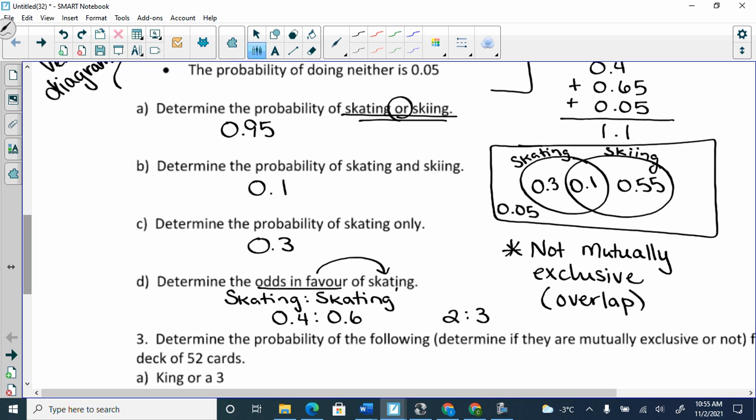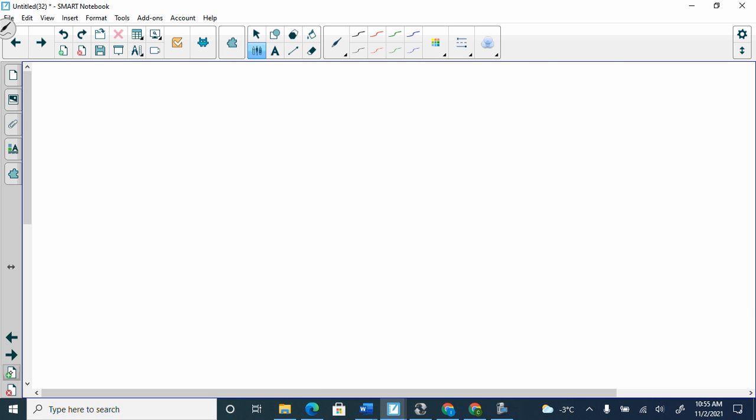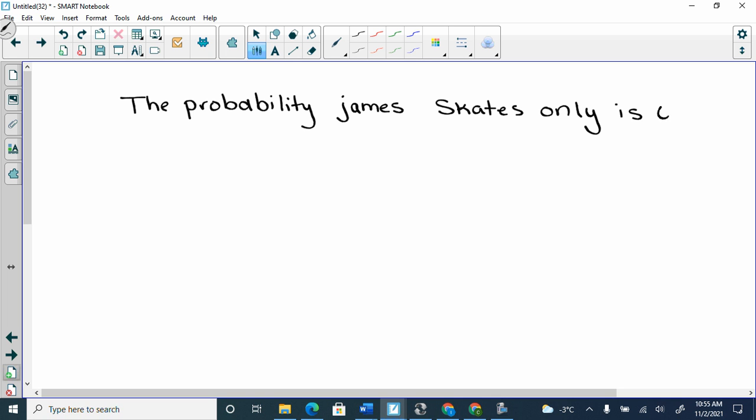Going back to our paper. Go to your extra sheet. So I'm going to go the probability. James, I'll do skating again. Skates only is 0.1. Skates and skis.